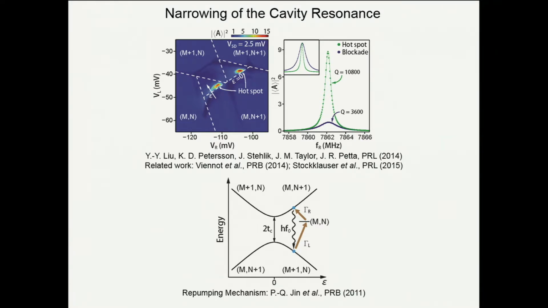Another thing we notice is if we measure the transmission through the cavity, in Coulomb blockade, there was a Lorentzian with a Q of about 4,000. But if we move to one of these hotspots, we saw a big power gain, but also a pretty substantial narrowing of the cavity line width.